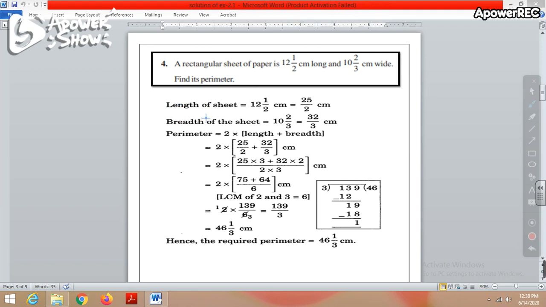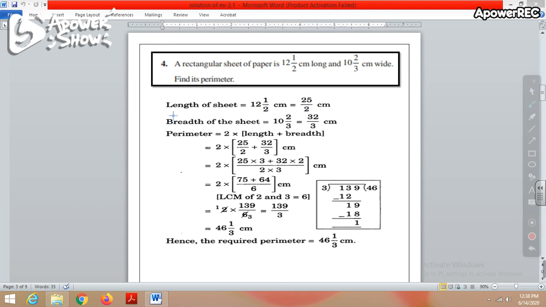So length of sheet is given. Length of sheet is 12 1 by 2 centimeter. Since this is a mixed fraction and for doing calculation we have to convert it as an improper fraction. So first of all we are going to convert this mixed fraction into an improper fraction. So 12 2s are 24 and plus 1, 25. So 12 1 by 2 centimeter equals 25 by 2 centimeter.